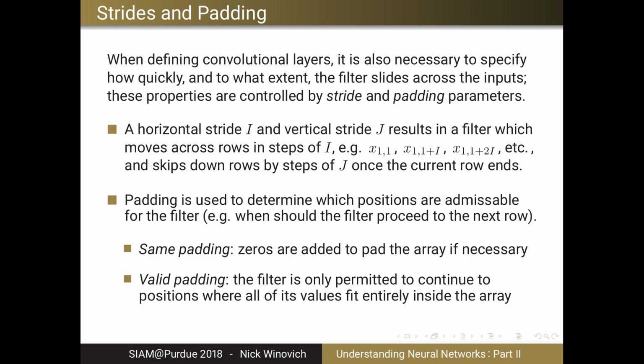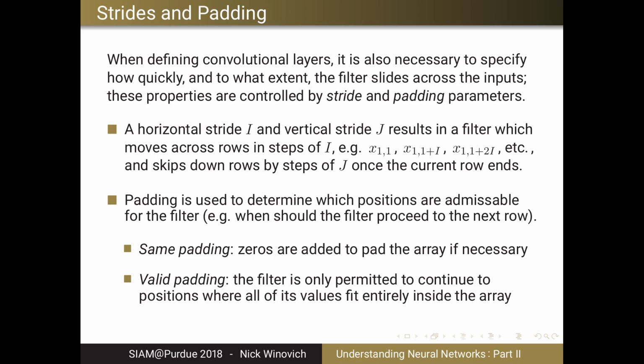One of the more important things, or somewhat more tricky to get a handle on, is that of padding. Padding is used to determine what positions of the filter are actually admissible. So for instance, what happens when we reach the end of a row? Do we keep going until we've achieved every position, or do we stop as soon as we hit the edge? There are 2 common solutions to this. There are a few extras, but these are the 2 that are implemented in TensorFlow. One is referred to as same padding, which simply adds zeros around the edge or the boundary whenever the filter is sliding off. And I'll show diagrams here in a second.